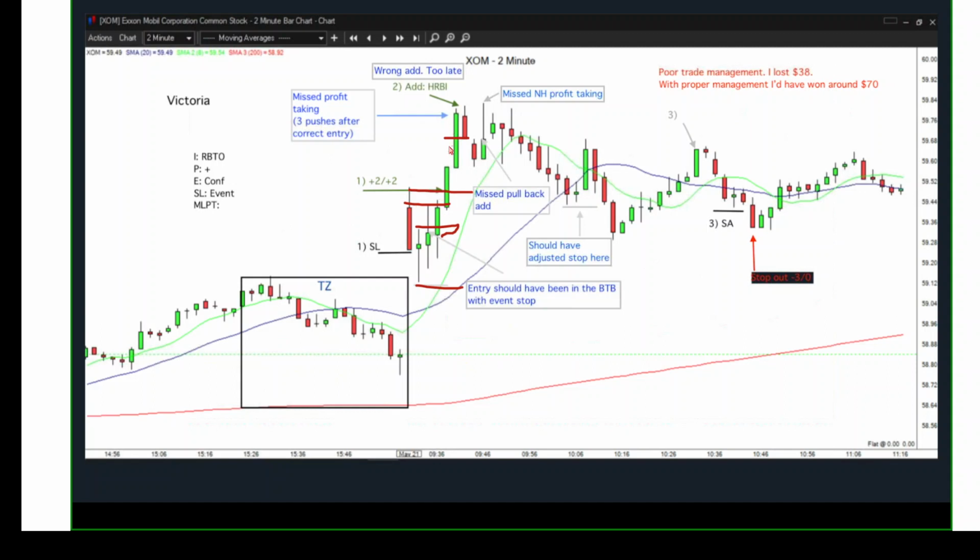Look at this move; these bars are getting bigger and bigger. Also, you have to do something there. So yes, a missed profit take under any circumstances, I think. Adding here on the hidden RBI, very good. It's too late. It's too late.